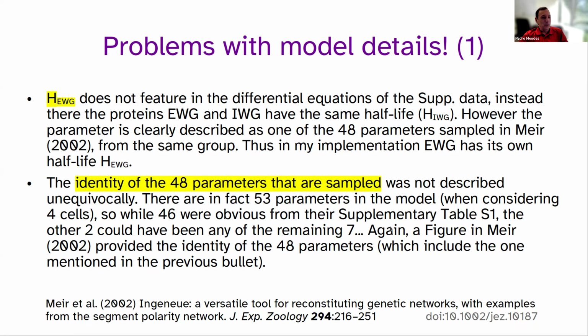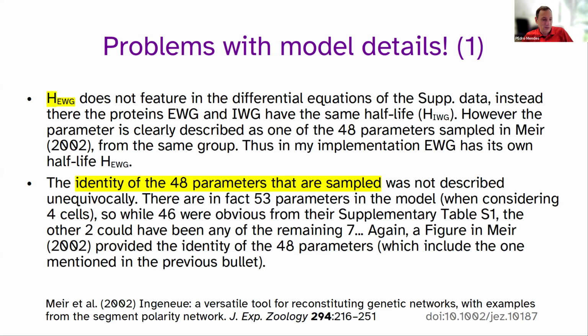And again, looking at their figures, I could identify 46 of them were obvious, but then the other remaining 7 could contain the missing 2. And it was only a picture from a plot in the 2002 paper, a later paper they published, that I identified what are the 48 parameters. So this is a problem. Here are the problems for reproducibility. You don't describe everything in your model, no matter how careful you are.